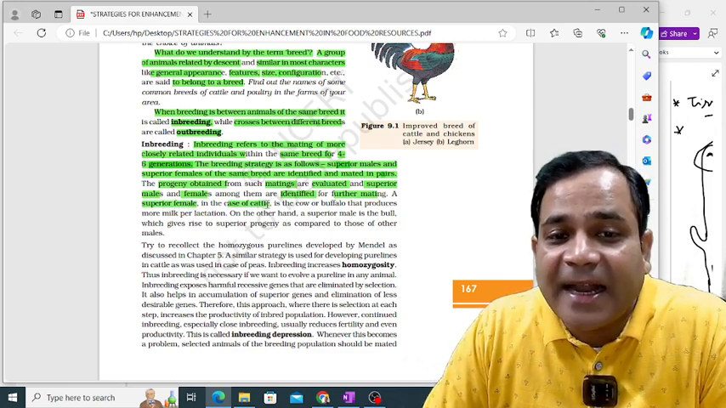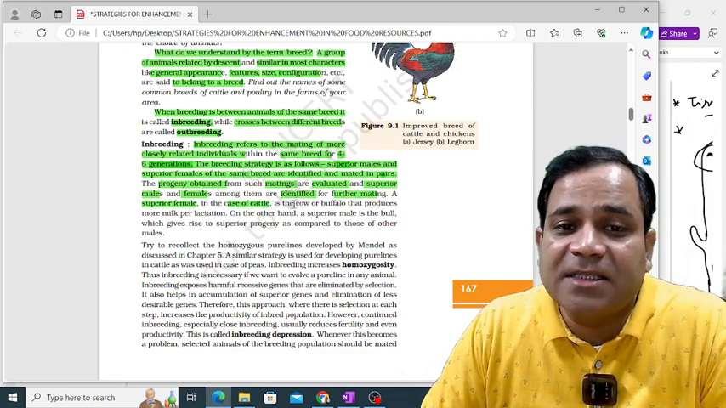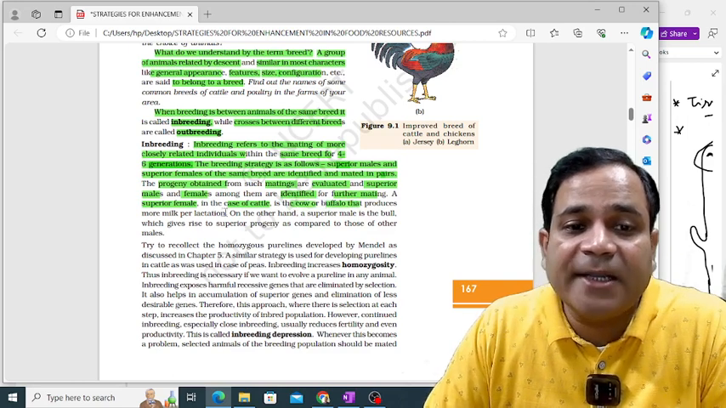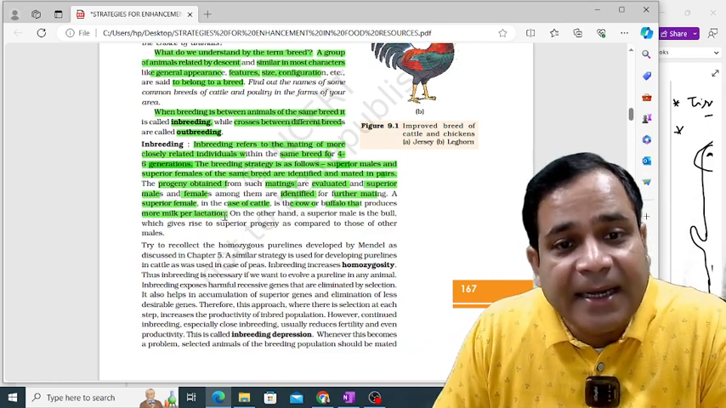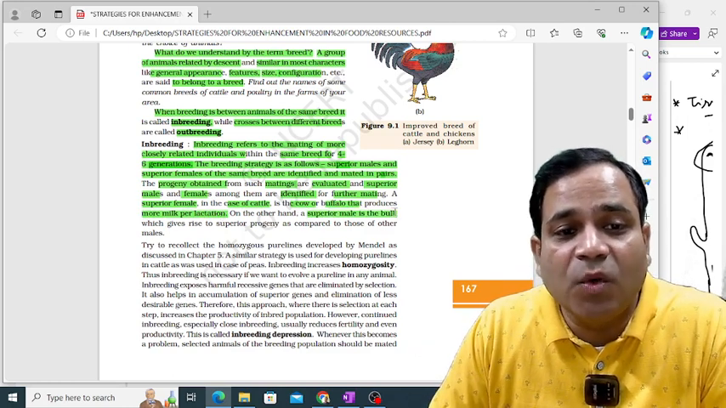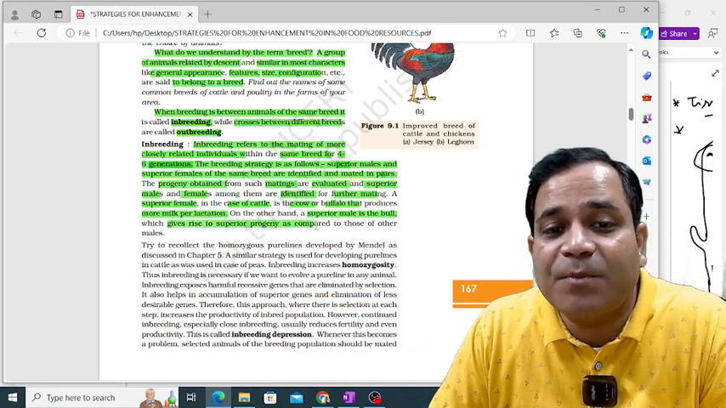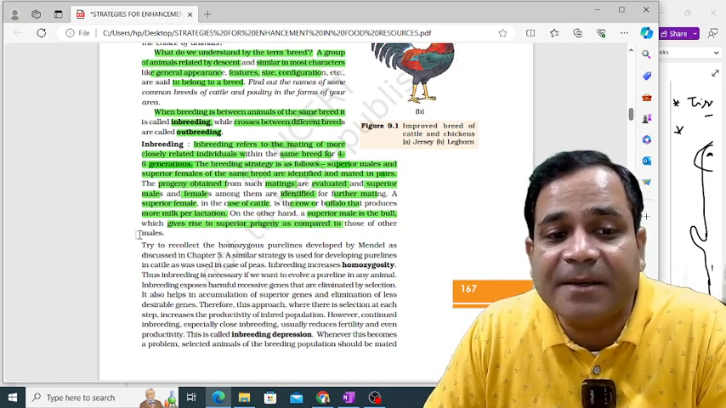In the case of cattle, it is like a cow or buffalo that produces more milk per lactation. On the other hand, a superior male is the bull, which gives rise to superior progeny compared to those of other males, my dear.